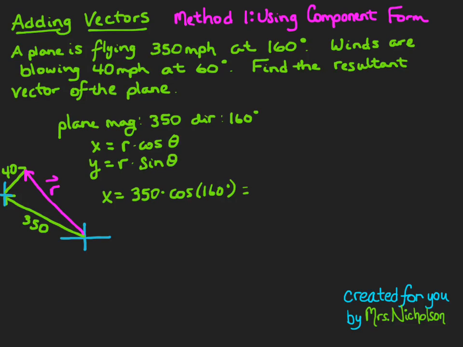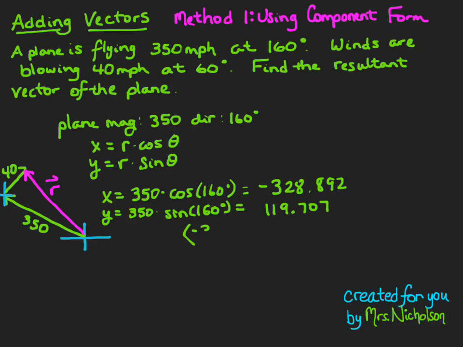And if you put that in your calculator, the result is negative 328.892. Y is equal to 350 times sine of 160 degrees, and that equals 119.707. So now I have a component form for the plane: negative 328.892 and 119.707. So now I need to find component form for the wind.